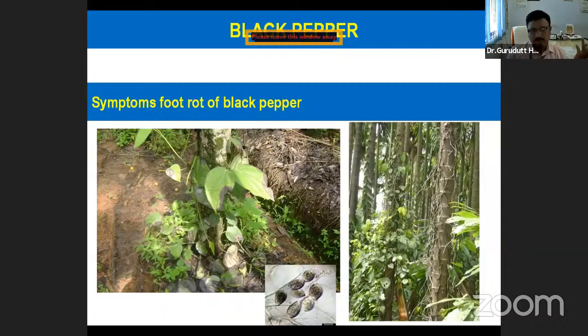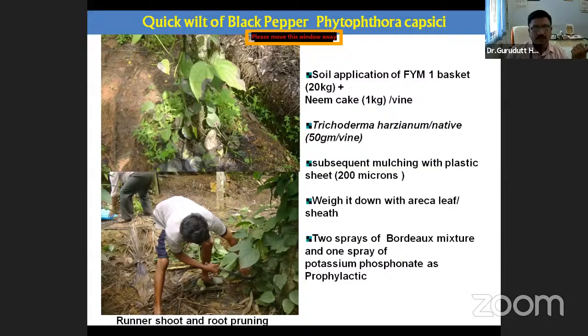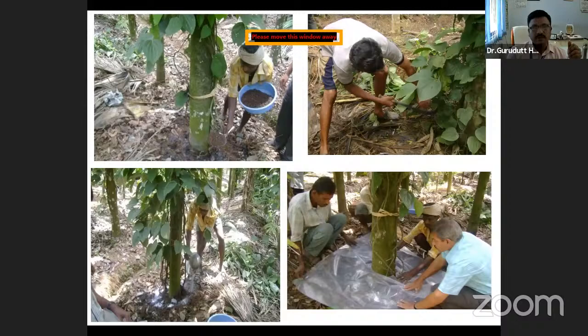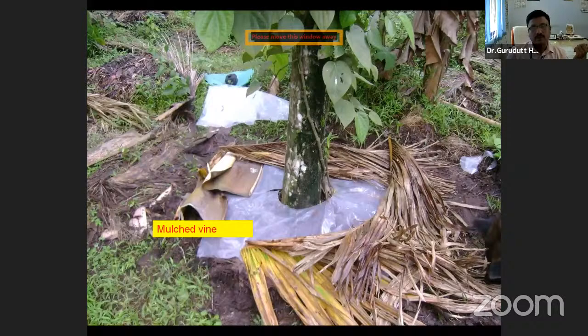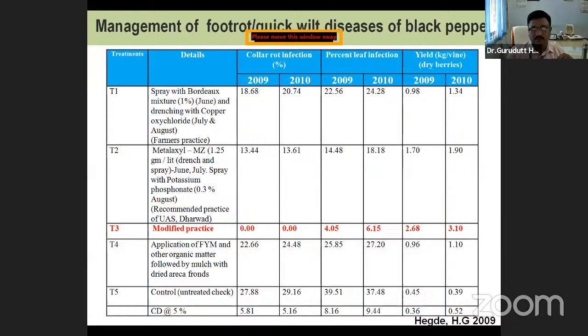There also we went for Trichoderma harzianum. And see, neem enriched Trichoderma we have used, and then weighed it down with plastic so that Phytophthora never enters. If you create a situation like this, there is no scope for any Phytophthora or Oomycetes fungus to enter, so that if the disease is managed by using all these biological control agents and organic manure, no doubt the plant will survive, be healthy, and earn much in further days. You can see the T3, that is a modified practice. We can see the highest yield of berries of this black pepper.